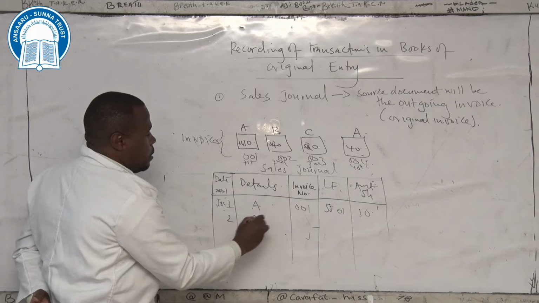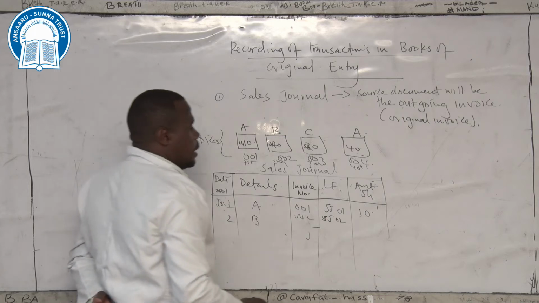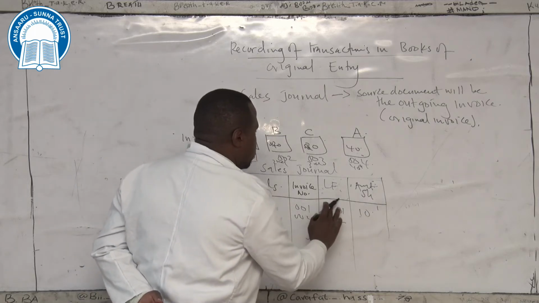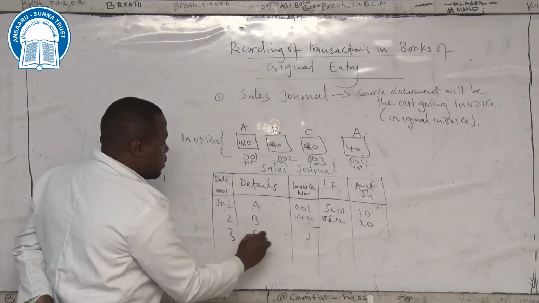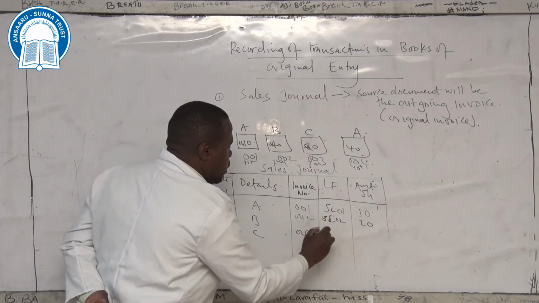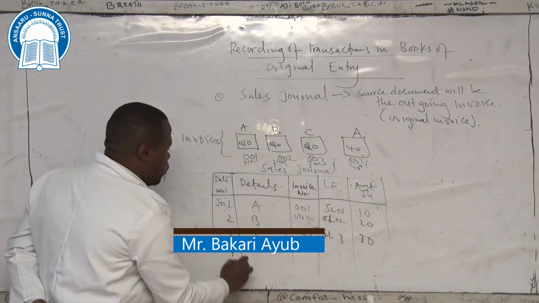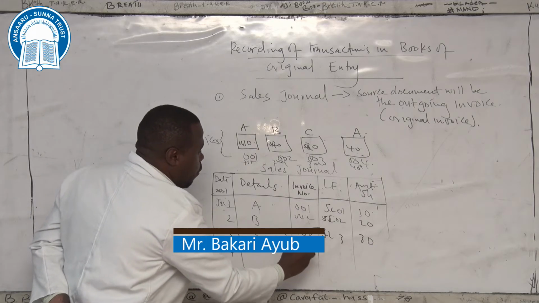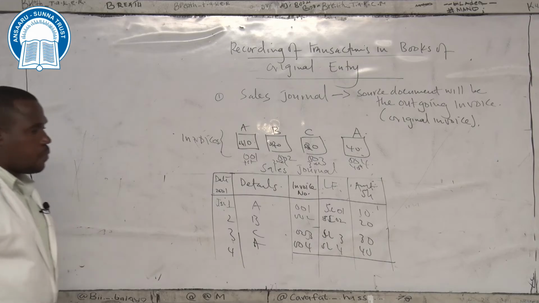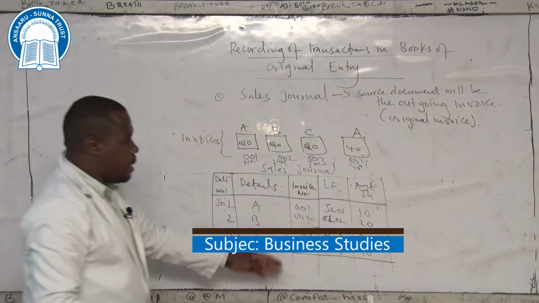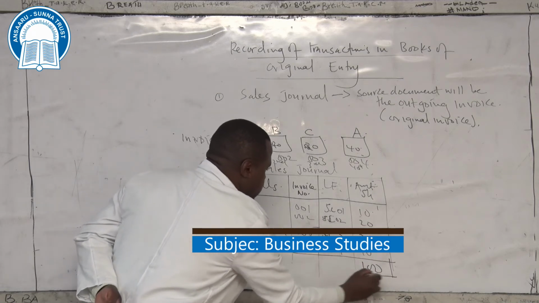Then on the second, B, 002, sales ledger 2. Here we have 20. On the third we have C, 003, sales ledger 3. Here we have 30. Then again on the 4th you sold to A, 004, sales ledger 4, 40. Now from here we can see 30, 60, 100 in total.